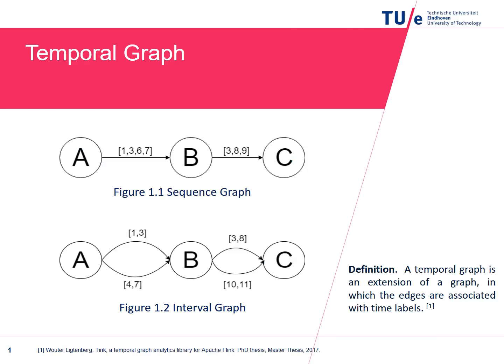Since the TINC library is mainly designed for analyzing temporal graphs, we need to know the concept of temporal graph first. As we can see in the slide, the temporal graph is an extension of a graph, in which the edges are associated with time labels. There are mainly two types of temporal graph. The sequence graph above means the two edges are connected at times 1, 3, 6, 7, and 3, 8, 9 respectively. As for the interval graph below, it means the edge is connected during a time interval, for example from time 1 to 3.